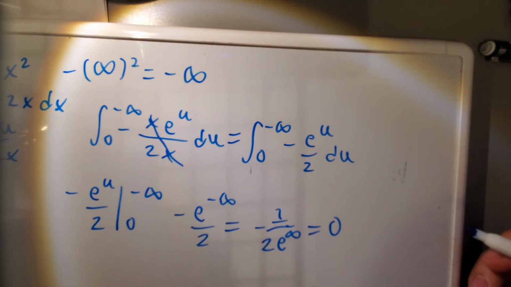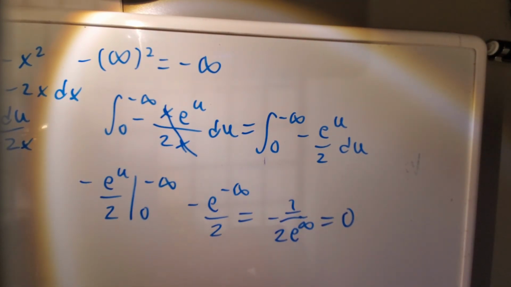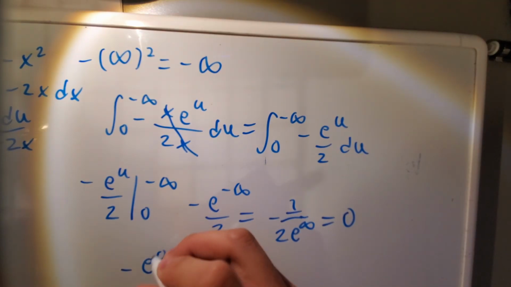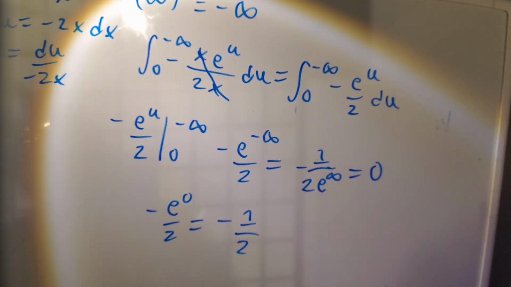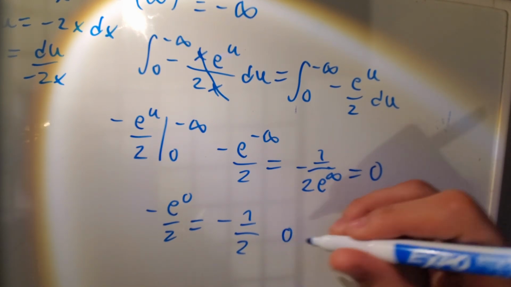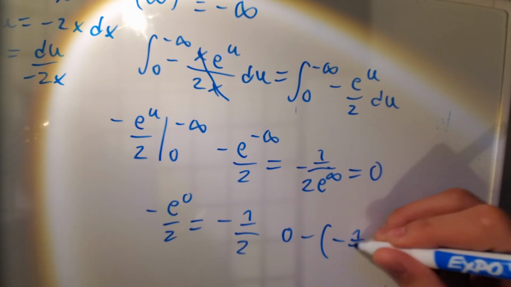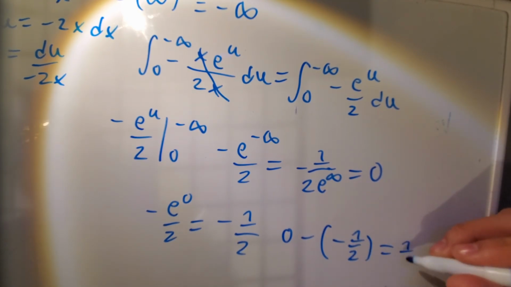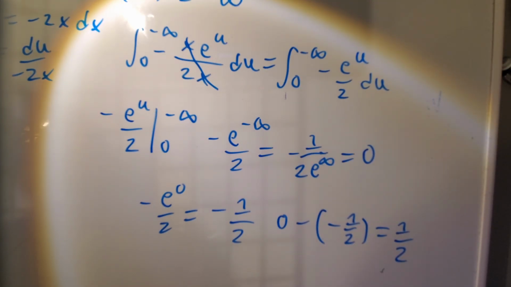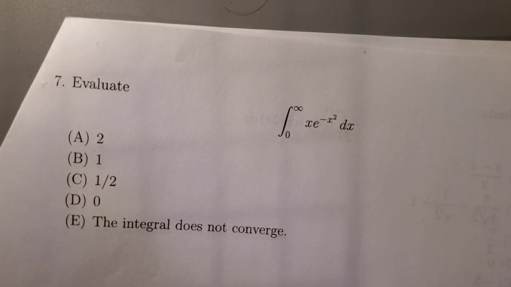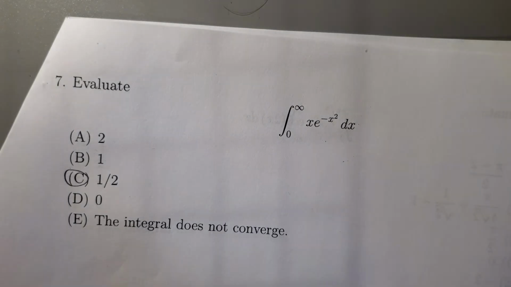And then for the lower boundary of just 0, that's as simple as plugging in 0 for u. So you end up with negative e to the 0 over 2, which just equals negative 1/2. So this integral ends up evaluating to 0 minus negative 1/2, which just equals 1/2. So the answer to this problem is 1/2. Yeah, so the answer to this question is C.